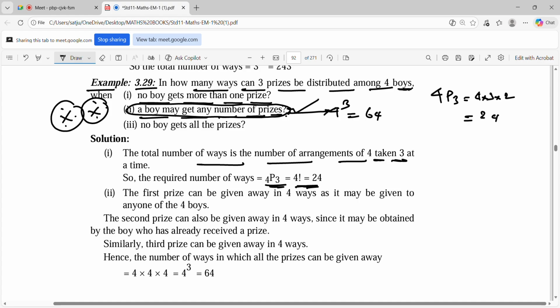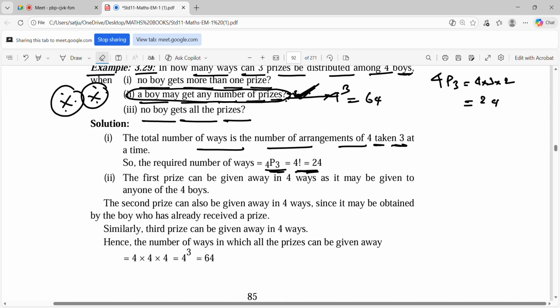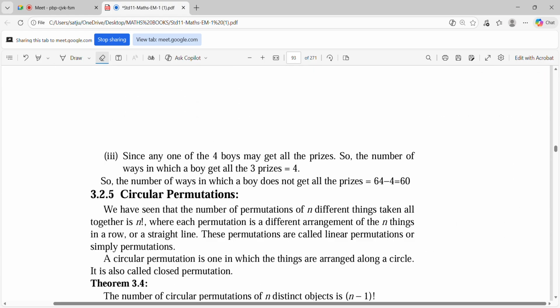Second one, over. Because a boy may get any number of prizes, therefore 4 by 3. No boys get all the prizes means what you have to do? From the total you have to subtract. Since any one of the 4 boys gets all the prizes, therefore you have to subtract here. Understood?